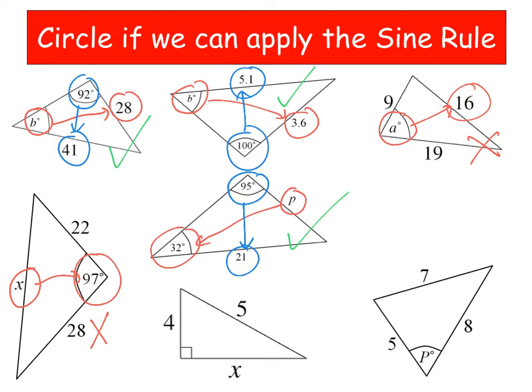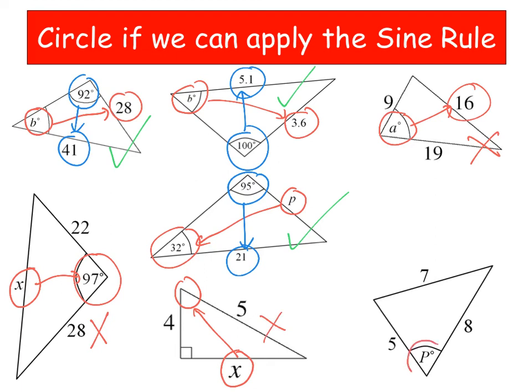So here I'm looking for this side here, and I don't have the opposite angle. And then I do have that this is a right angle, but I don't have anything else. This is quite clearly going to be just Pythagoras' theorem. We don't have any angles other than the right angle in a right angle triangle, so that will not be the sine rule, that will be Pythagoras' theorem.